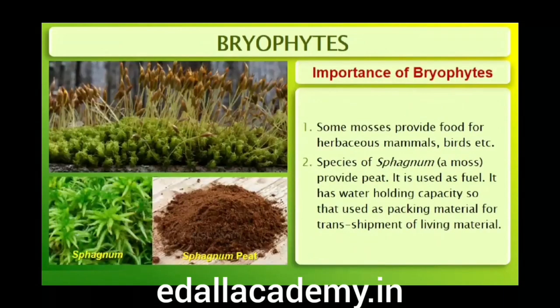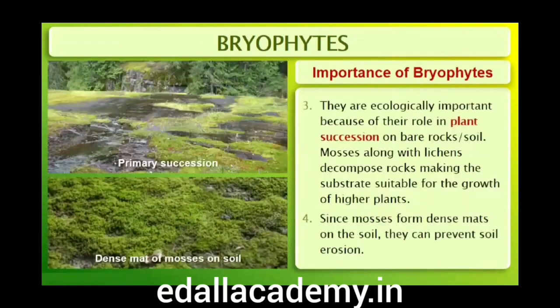Bryophytes in general are of little economic importance, but some mosses provide food for herbivorous mammals, birds, and other animals. Species of Sphagnum, a moss, provide peat that has long been used as fuel, and as packing material for transshipment of living material because of their capacity to hold water. Mosses along with lichens are the first organisms to colonize rocks and hence are of great ecological importance. They decompose rocks making the substrate suitable for the growth of higher plants. Since mosses form dense mats on the soil, they reduce the impact of falling rain and prevent soil erosion.